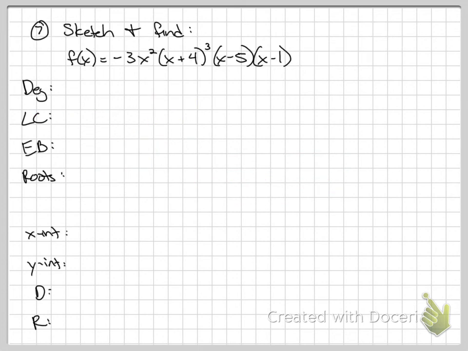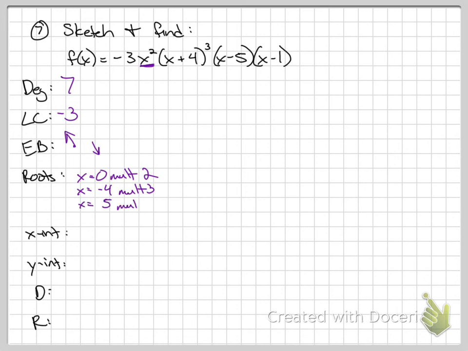Okay, this is our last one. Write it down, do the problem, pause the video, then watch me teach it. Degree, I've got 2 plus 3 is 5 plus 1 is 6 plus 1 is 7. Degree is 7. Leading coefficient is negative 3. This is odd, negative. Negative, the right side always goes down. Odd, they're always opposite. There is an x in the front. That's going to give me x equals 0 multiplicity 2 because of the exponent 2. Negative 4 multiplicity 3.